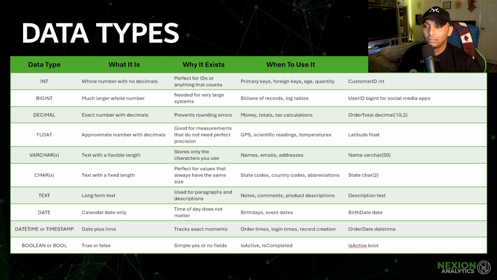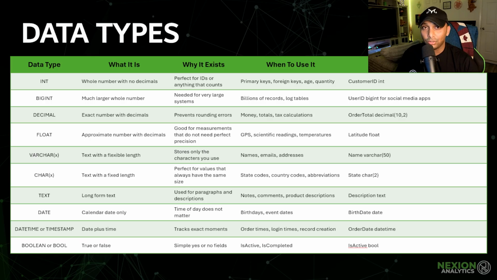Text, like we talked about, stores long form text and is used for notes, descriptions, comments, and paragraphs. Date stores the calendar date only and is used for birthdays, hire dates, event dates, and anything where the time of day does not matter. So it's just a simple date. Date time or time stamp, hugely important by the way, stores both date and time and is used for order times, login times, creation times, and any event that needs an exact moment.